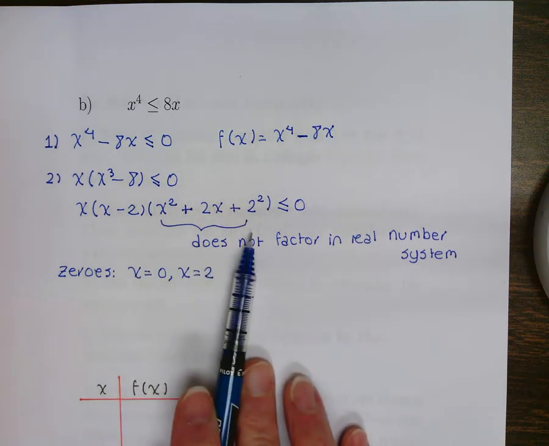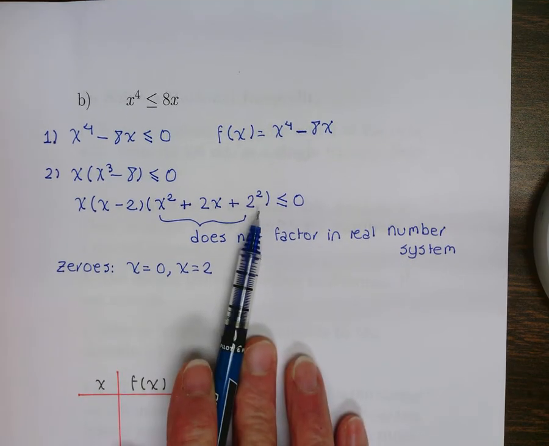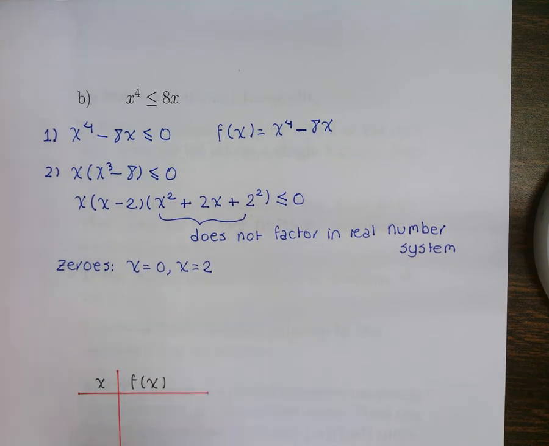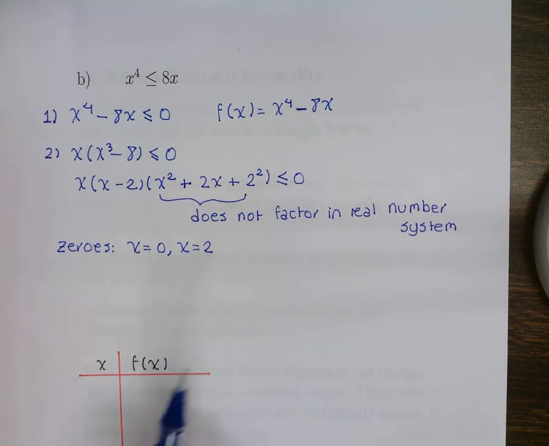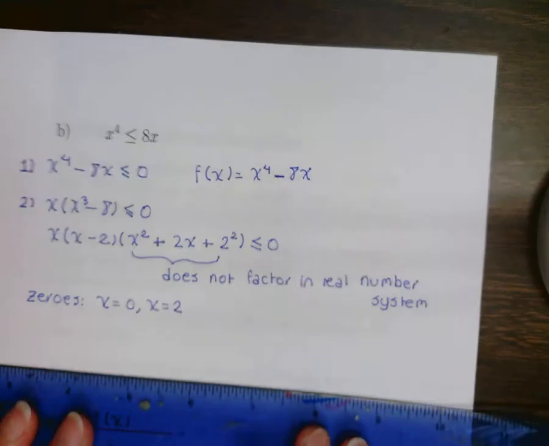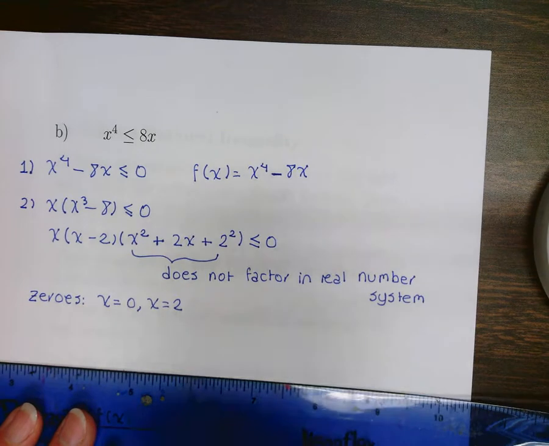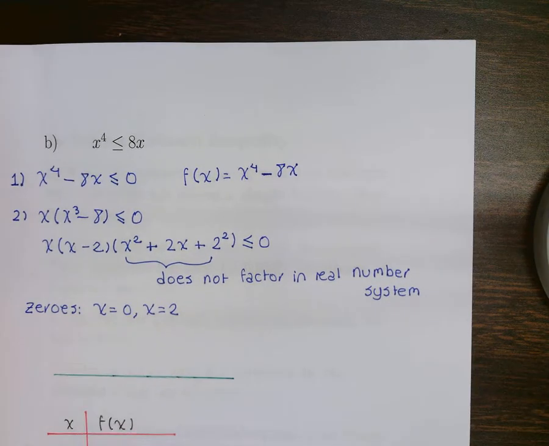Okay? And by the way, you can see that that doesn't factor. If you look at the discriminant, set it equal to 0 and try and factor it, and you would see that you're going to get complex solutions. Okay? So we only have 2 solutions, 2 critical numbers, and so we set up our number line just based on those 2 values. So we're going to have 0 and 2.